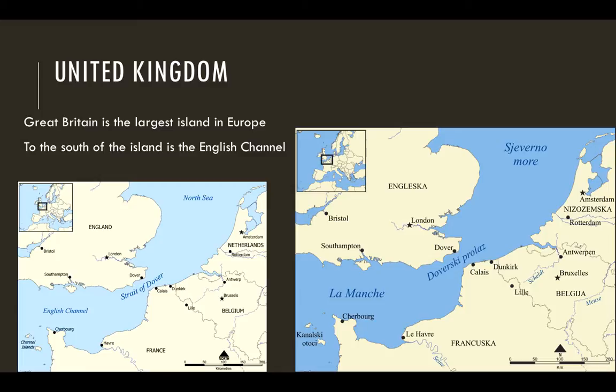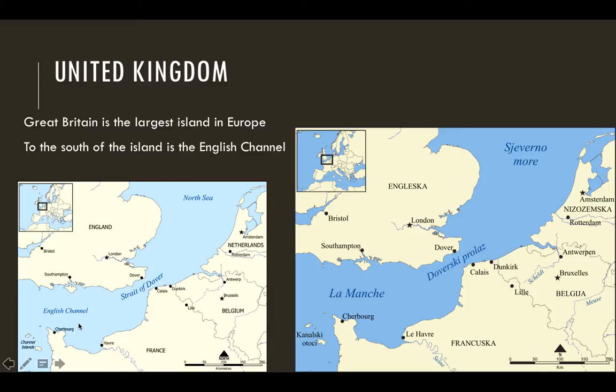As we look at the UK, we know that Great Britain is the largest island in Europe. To the south of it, you have a very narrow body of water known as the English Channel. And here's a little fun fact for you. If you know your history regarding the English and the French, they kind of dislike each other. And so when you look at any map here in the US or really anywhere in the Western Hemisphere, we refer to this body of water as the English Channel.